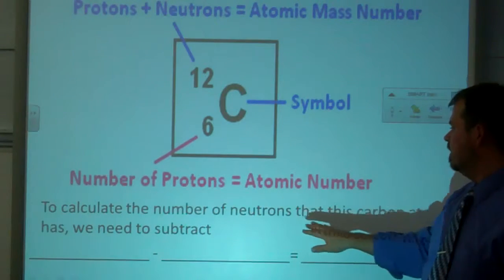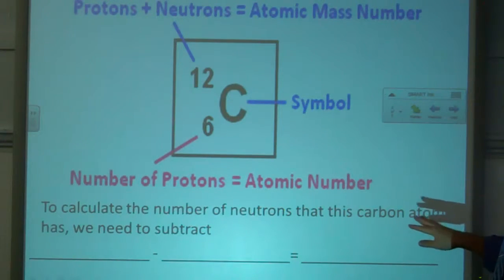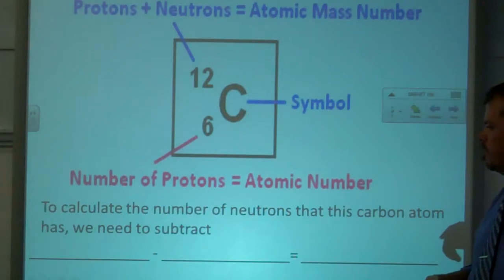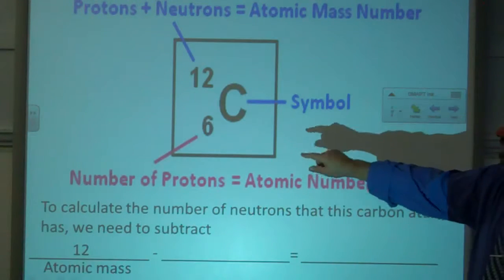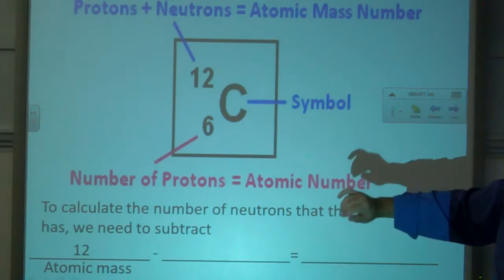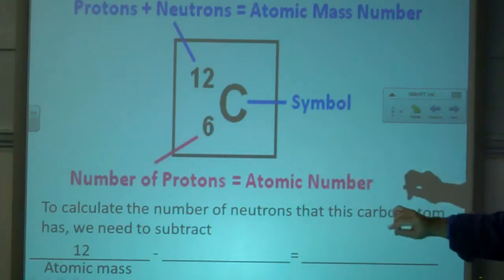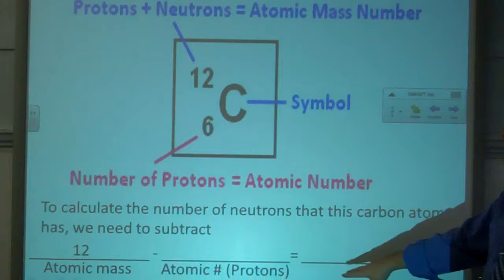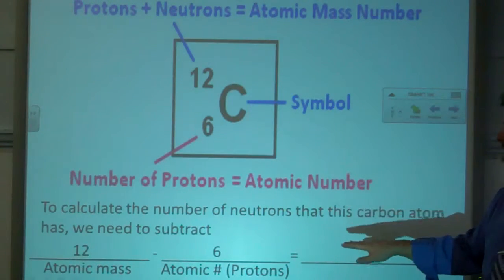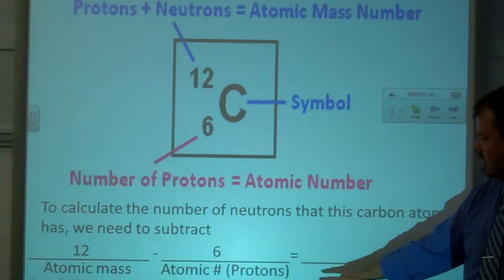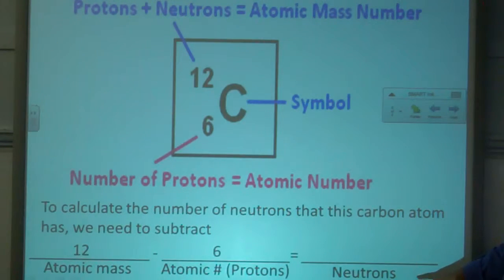Okay? To calculate the number of neutrons that this carbon atom has, we need to subtract first. Start with the atomic mass, which in this case is 12. I'm sorry, I misspoke earlier. From that, we're going to subtract the number of protons, the atomic number, which is 6. 12 minus 6, atomic mass minus atomic number. It's going to give me neutrons, which in this case is 6. Okay, pretty easy math. Not too hard. Ready to go?